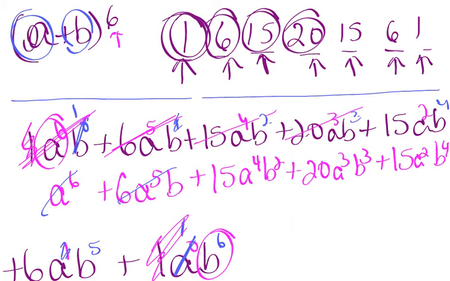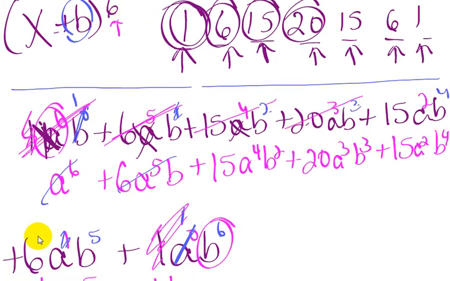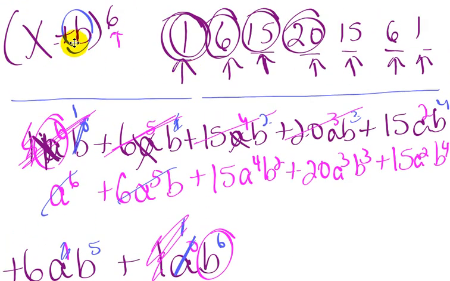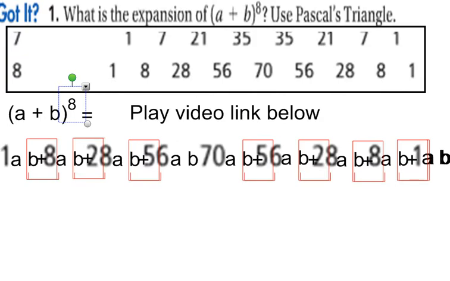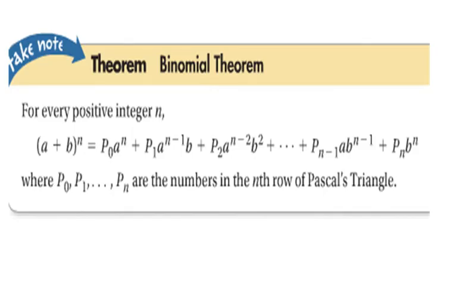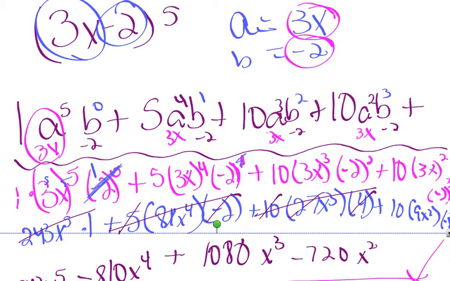What would happen if they put x plus b? Well, everywhere there was an a, now there should be an x. Okay? So let's take a look at what happens when the binomials get a little more complex. Any questions before I move on? All right. Okay, let's see. 3x minus 2 to the fifth. Let's look at this one.